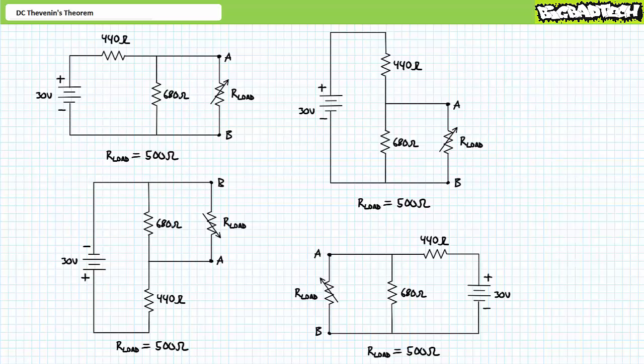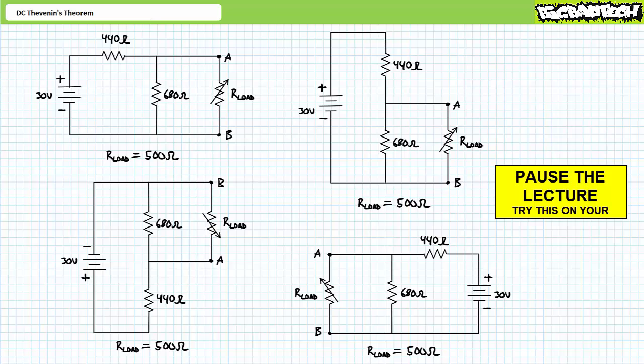See if you can solve for the voltage across, the current through, and the power dissipated by the variable load resistor R load when R load is set to 500 ohms for these 4 circuits. Again, we're only looking for the voltage across and the current through R load for each of these 4 circuits when R load is set to 500 ohms. By all means, pause the lecture and try this on your own. Do not sit there and wait for me to guide you through this exercise.